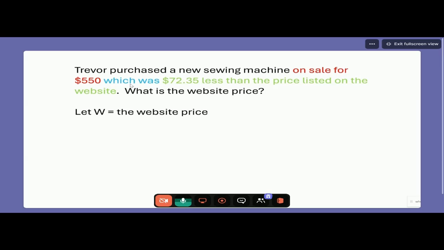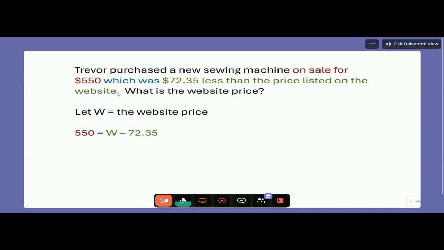And then we have finally in green that piece I just mentioned, $72.35 less than the price listed on the website. Be careful here because some students will accidentally say 72.35 minus W, but that is backwards, right? Because this thing is 72.35 less than something. When it's less than something, you have to subtract the 72.35 from that something. So let's take the red, blue, and green here. We have $550, which was, so is equal to, $72.35 less than W. How do we say that in math? W minus 72.35. There is our equation.